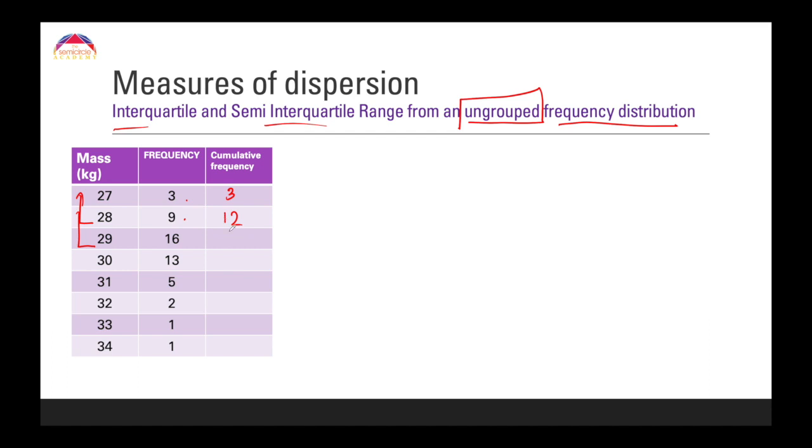So that's 16 plus the 12, right? And now the 13 plus the 28 is? And then 5 plus 41. And then 46 and 2 is 48. And that plus 1 is 49. And then plus 1 is 50. When you're doing a cumulative frequency, you remember that the last value is your total. So we could see here that we are dealing with 50 lambs, right?